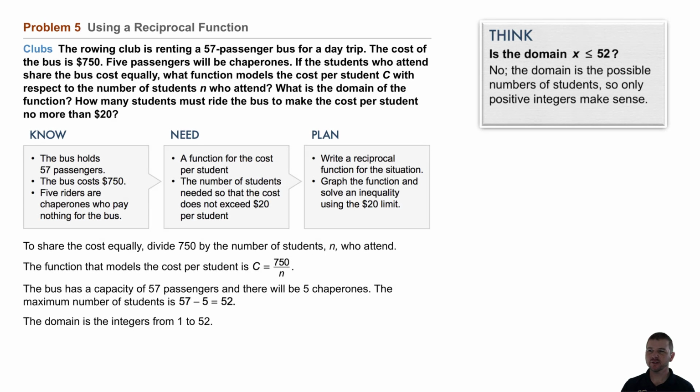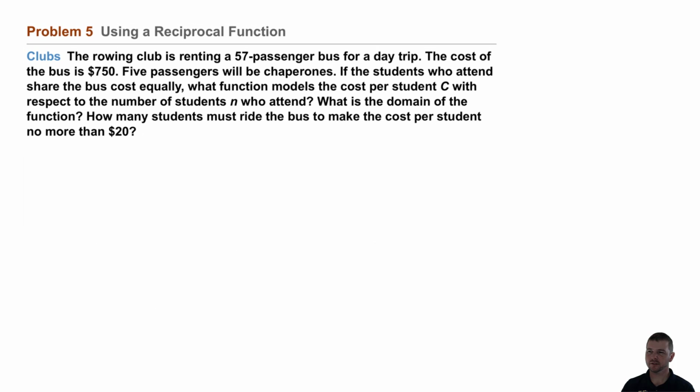Problem 5. Using a reciprocal function. Clubs. The rowing club is renting a 57-passenger bus for a day trip. The cost of the bus is $750. 5 passengers will be chaperones.